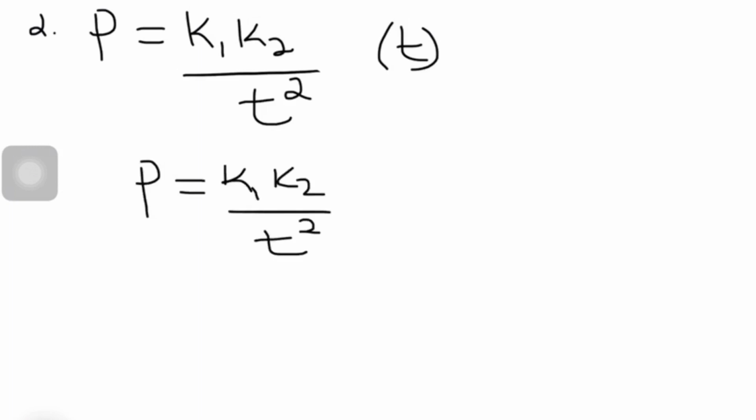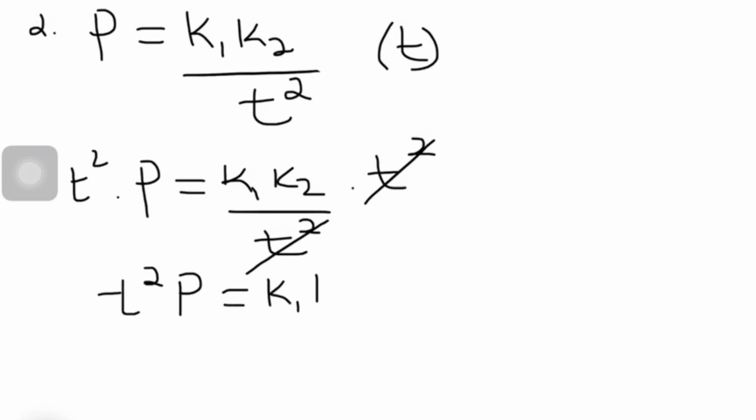So we have to multiply both sides by t squared on the left hand side and the right hand side, so that the t squared and the t squared cancel, and therefore we don't have any fraction right now. So we have t squared p is equal to k1, k2. Alright, so the t squared is on our left hand side, and that is okay.